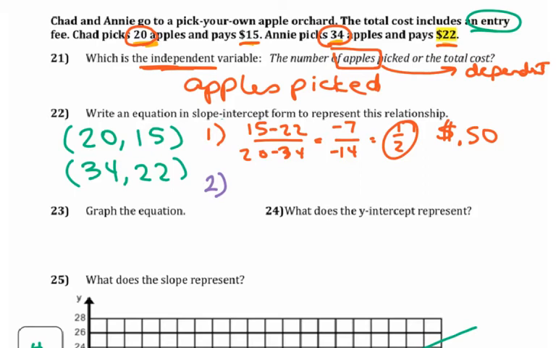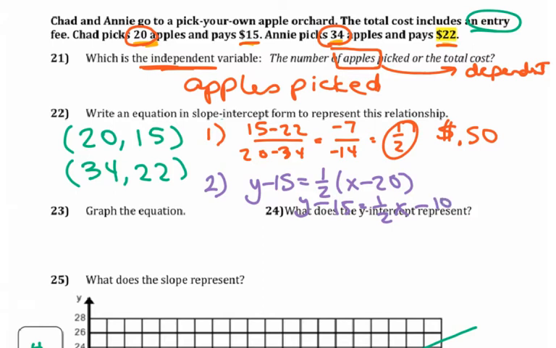Second thing I'm going to do is just pick one of the points. It can either be Chad or Annie. I'll just pick Chad. So y minus 15 equals, I'm going to keep it as 1/2 just because it's easier to work with, and then x minus 20, and then I'm going to simplify. So y minus 15 equals 1/2 x minus half of 20 is 10.